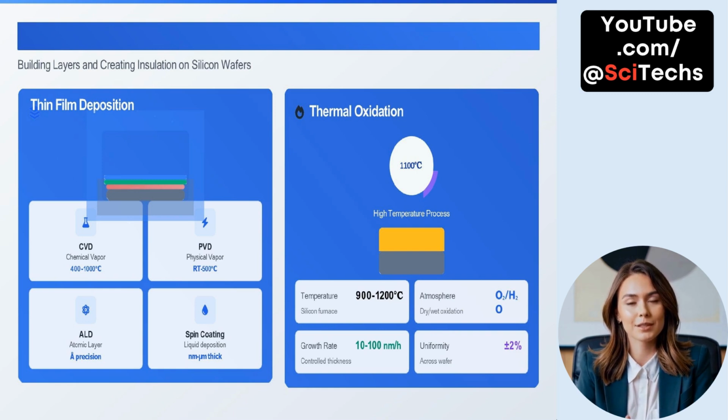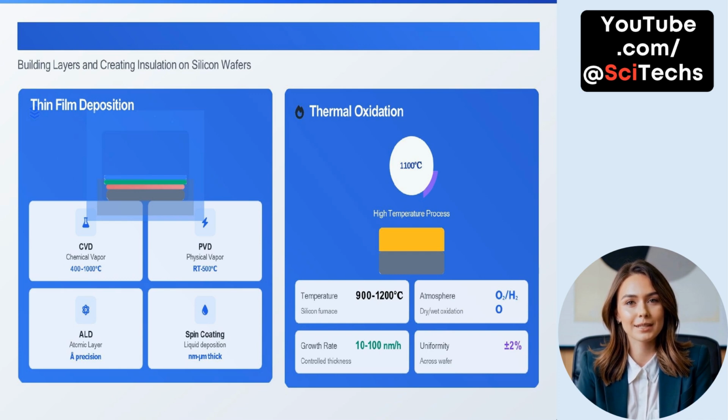Chemical vapor deposition, or CVD, operates at 400 to 1000 degrees Celsius and involves gas phase reactions to form solid films. Physical vapor deposition, or PVD, runs at room temperature to 500 degrees Celsius and uses physical processes like sputtering or evaporation. Atomic layer deposition, or ALD, provides angstrom-level precision by depositing one atomic layer at a time. Spin coating uses liquid-based deposition to form films that range from nanometers to micrometers thick.